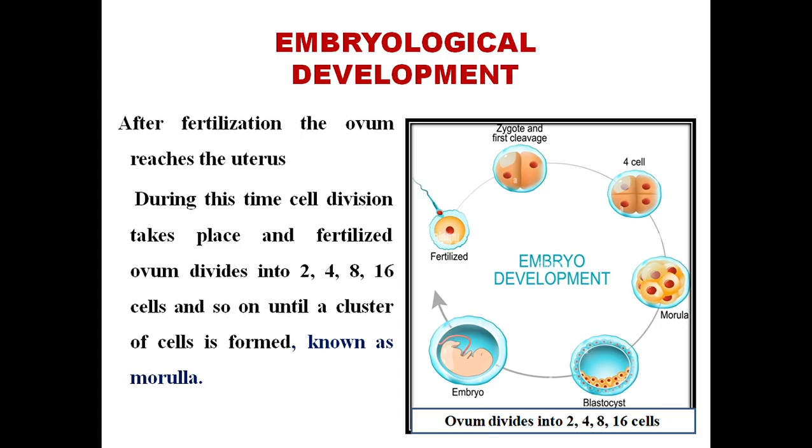So after fertilization, there will be a zygote and the first cleavage starts, then 4 cell, 8 cell, 16 cell. The 16 cell stage is called the morula. You can see this in the image also. Then the blastocyst will be formed and then the embryo.